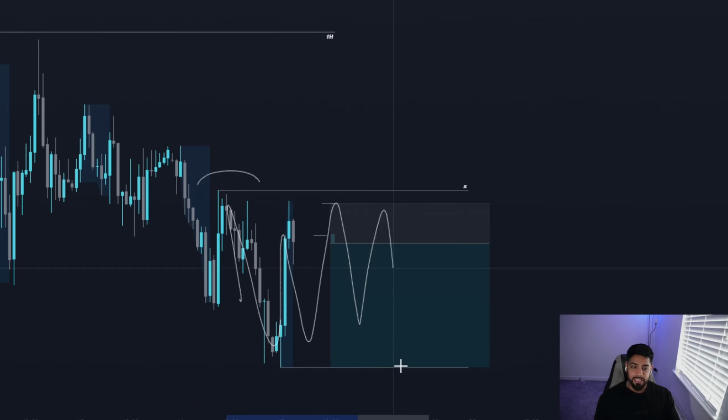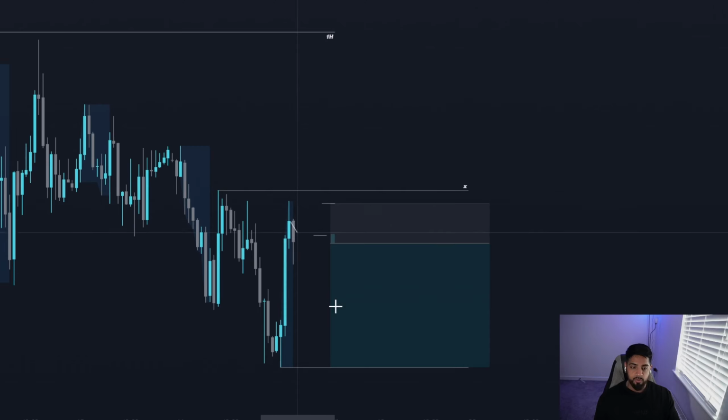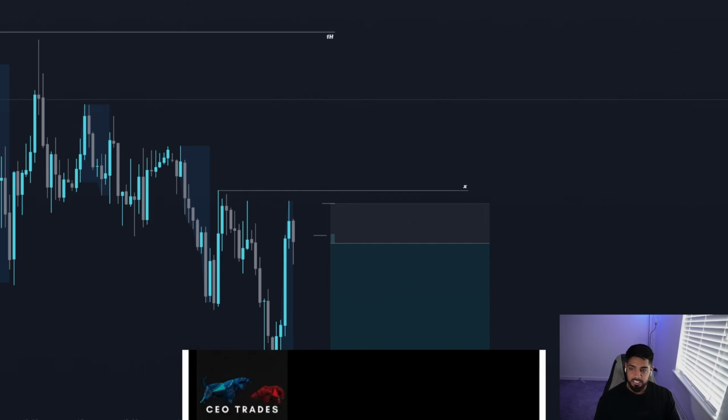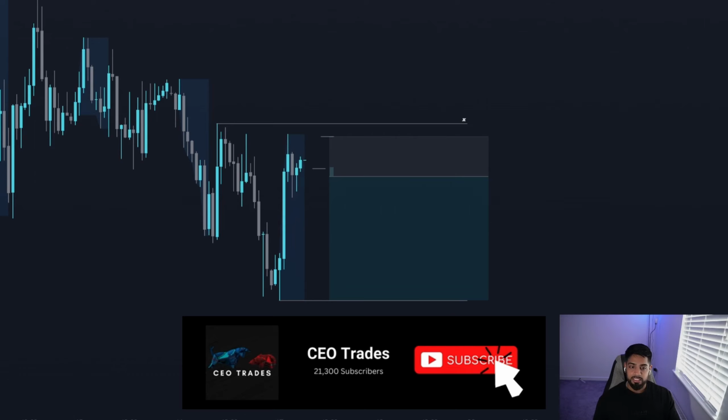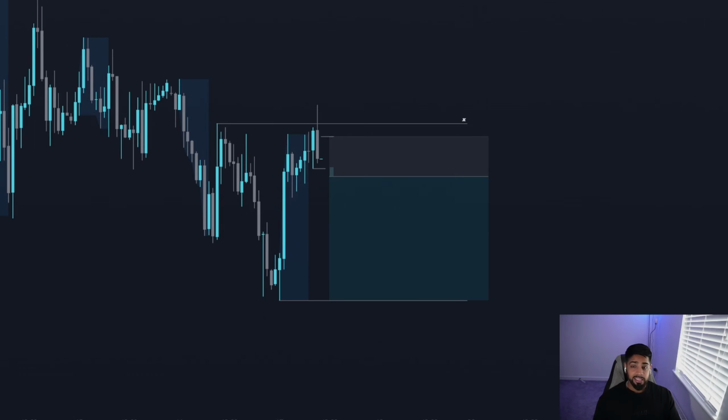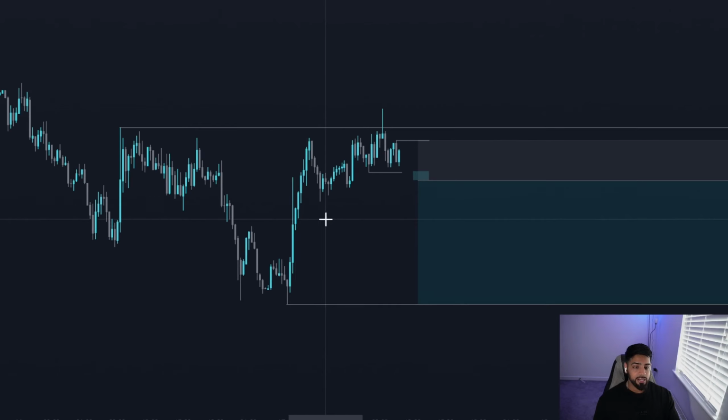So anything that happens in between this is just a complex pullback until we get a break of structure to the downside, signifying a continuation of the bearish trend. I hope you guys are still with me. So continuing to play price on, what can we see? Price then comes up, and what does it do? Gives us a sweep of that liquidity.